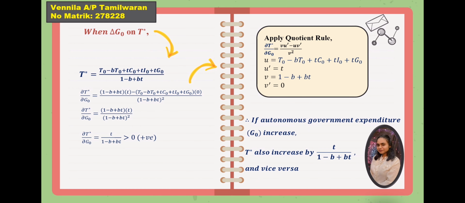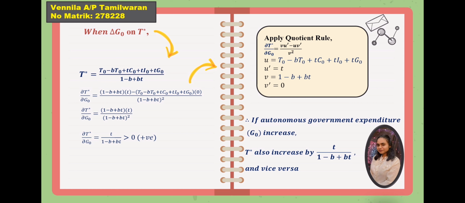Without further ado, I will explain the changes of G null on T star. Okay, we will write T star equals T null minus BT null plus TC null plus TI null plus TG null, over 1 minus B plus BT. The next step, we are going to apply the quotient rule, which is delta T star over delta G null equals VU prime minus UV prime over V square.